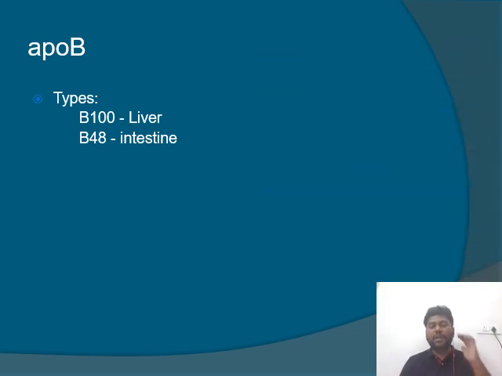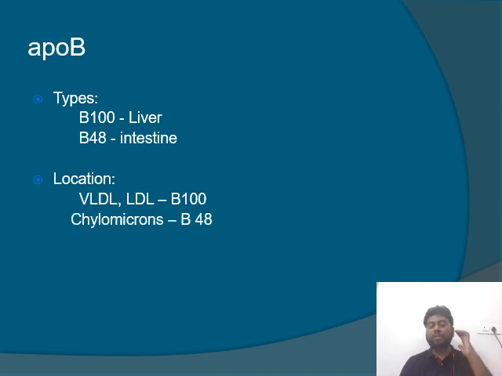Okay, so next coming to the lipoproteins which contain these apolipoproteins. ApoB100 is produced only in the liver, so it will be seen in the lipoproteins which are also produced in the liver, like VLDL and LDL. Whereas ApoB48, which is produced in the intestine, will be present in chylomicrons, which are also produced from the intestine.